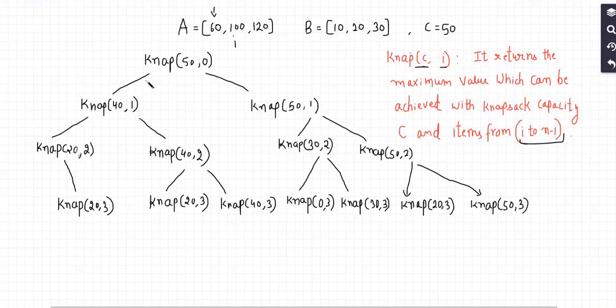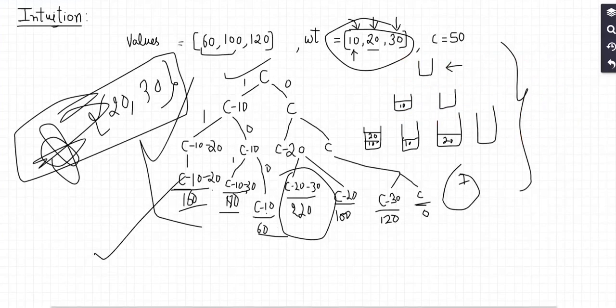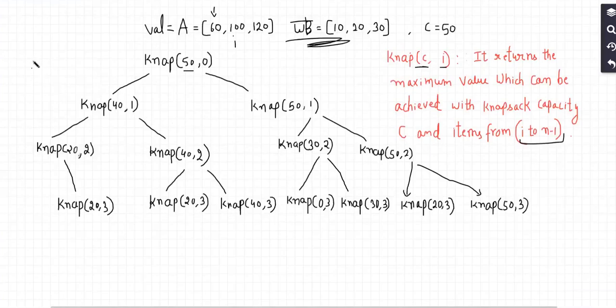Now we have two possibilities: either I push this item into the knapsack, or I do not. If I put it into the knapsack, the capacity will decrease by the weight of the item. This is the weight array, and this is the values array. This is basically the same as how we explored the states here, but now we are writing it in the form of a function, where the function returns the answer.